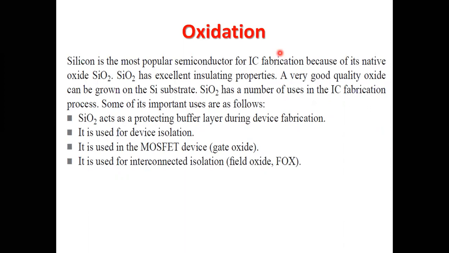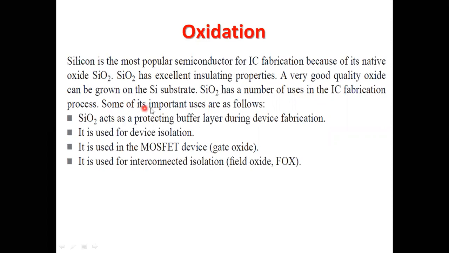Now let us see what oxidation is. Silicon is the most popular semiconductor for IC fabrication because of its native oxide, that is silicon dioxide. Silicon dioxide has excellent insulating properties. A very good quality oxide can be grown on the silicon substrate. SiO2 has a number of uses in the IC fabrication process.